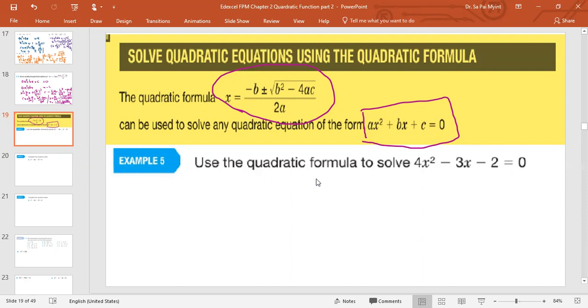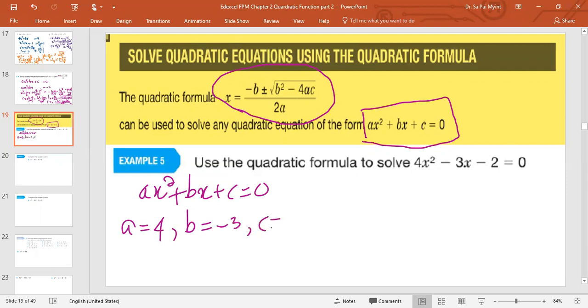Example 5. Use the quadratic formula to solve 4x squared minus 3x minus 2 equal to 0. In this question, we have to find x using the quadratic formula. So we need to compare the quadratic equation with the given equation. First, ax squared plus bx plus c equal to 0. We compare the given equation and the standard quadratic equation to find a, b, c. So a equal to 4, b equal to negative 3, c equal to negative 2.